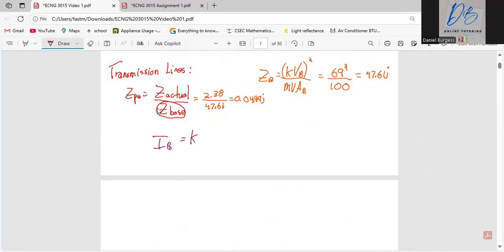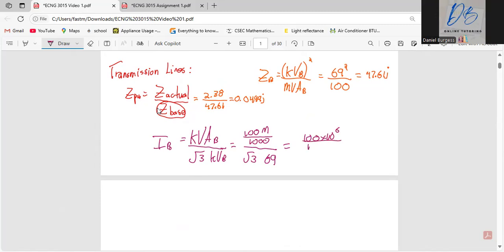So I base is basically the kVA base divided by root 3 of the kV base. So this will give you a current base. So the MVA base is 100. If you want to convert it to kilo, you would just multiply 100 M by 1,000. If you want to know how many thousands in it, is that correct? Yeah. And then you divide it by root 3 of 69.